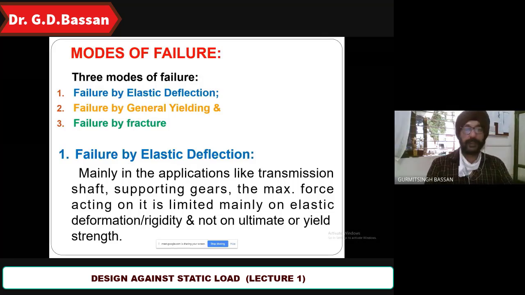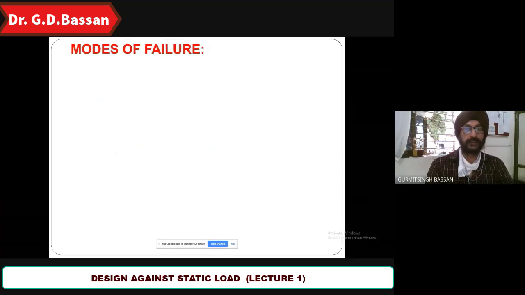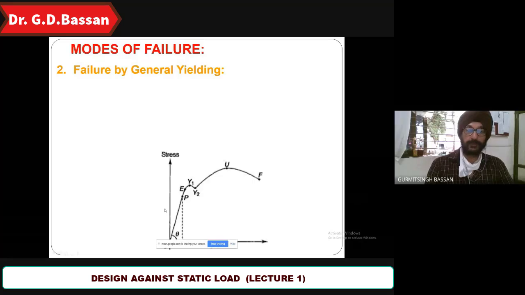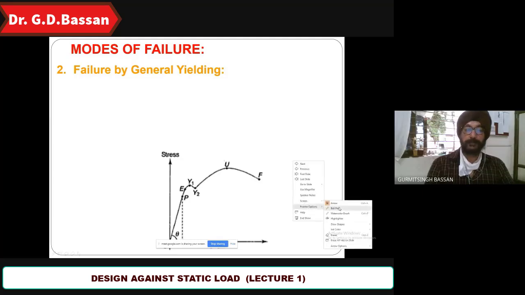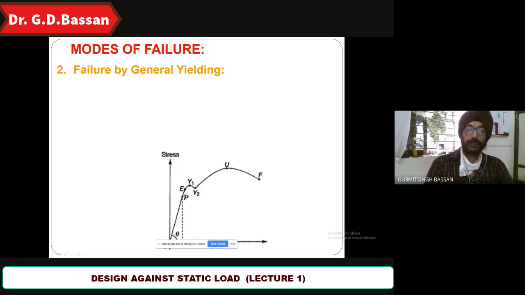The second failure is the normal failure, that is by yielding. Everybody knows about the stress strain diagram. Up to here, this is the proportional part. From here the elastic deformation takes place. This is the yield area. From the yield area, it reaches the ultimate strength, and then the failure takes place.